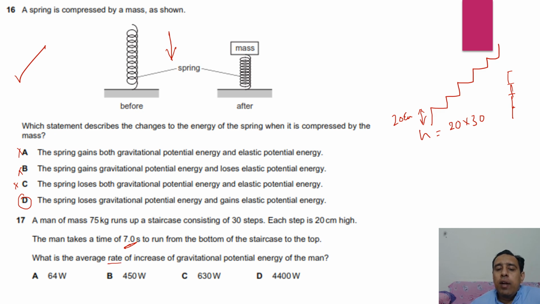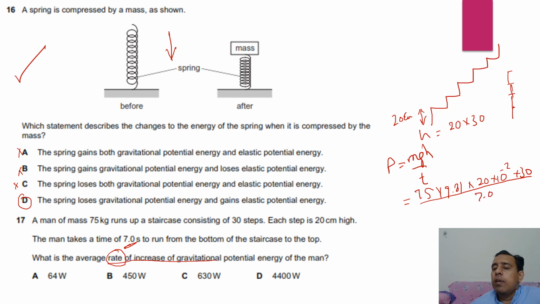What is the average rate of increase of GPE? Whenever the word rate is involved, there must be a time inside. So the power is required. To get this power, we need the potential energy over time. So the mass is 75, g is 9.81, and the height is 20, which is in centimeters definitely. So 20 times 10 to the power minus 2, multiplied with 30, the number of steps, divided by 7.0. By solving it on the calculator, we have already solved it somewhere. Yes, it is 630. So option C is correct.